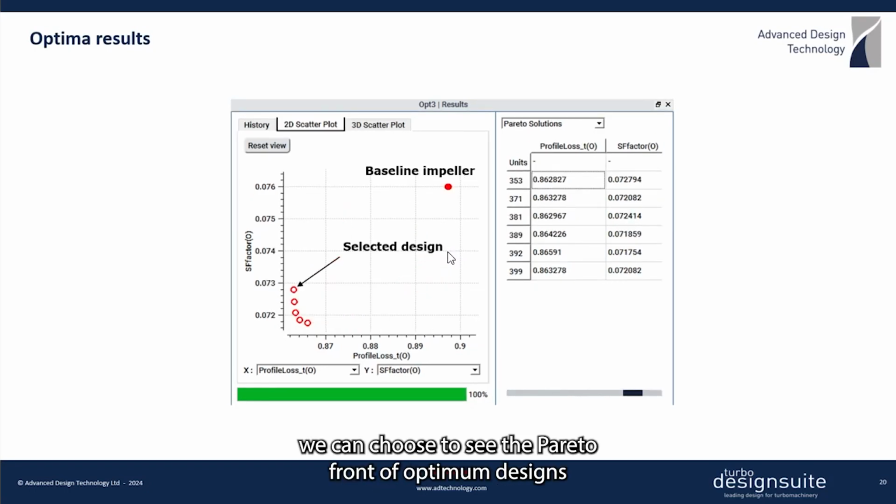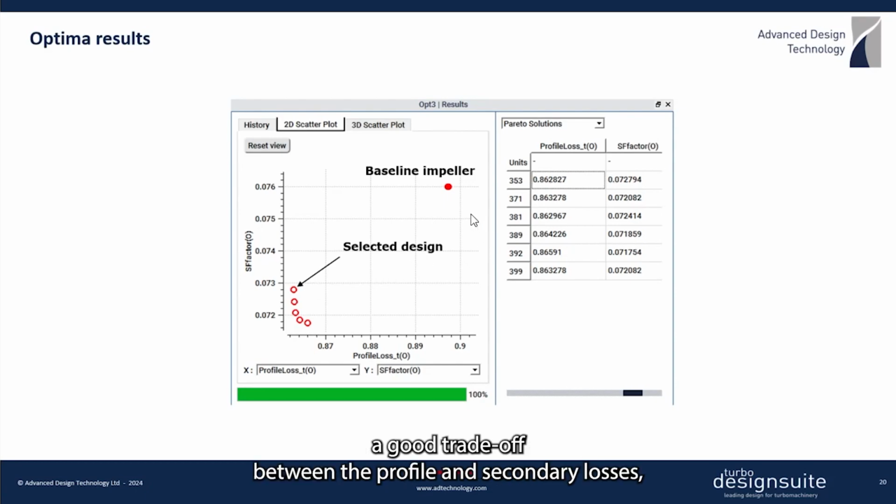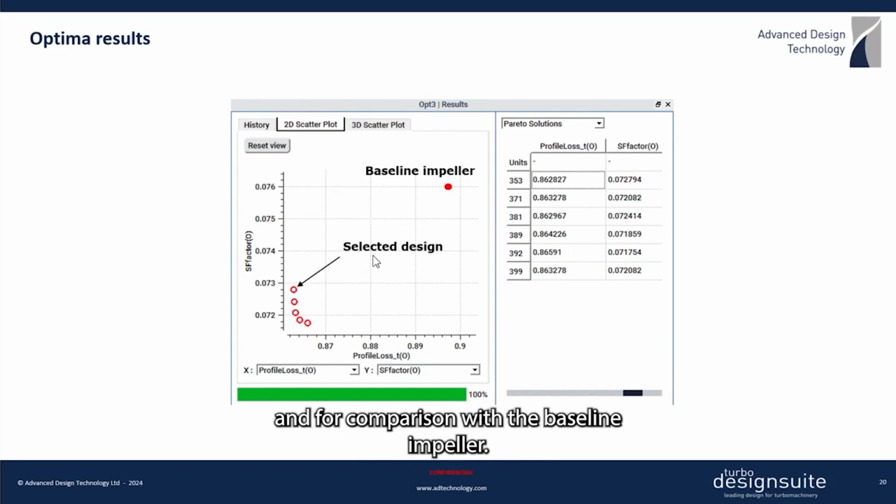And then we can choose to see the Pareto front of optimum designs, from which we can analyze any design of interest. And in this case, we select a design which promises a good trade-off between the profile and secondary losses. And so we use this design for further analysis and for comparison with the baseline impeller.